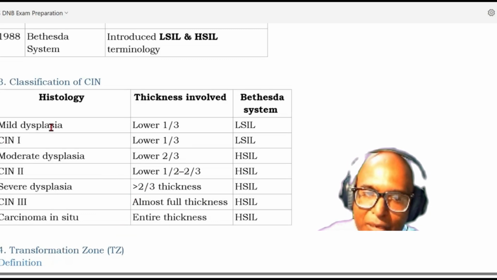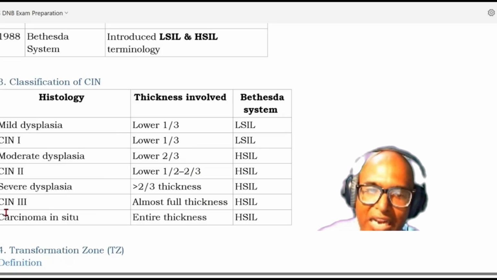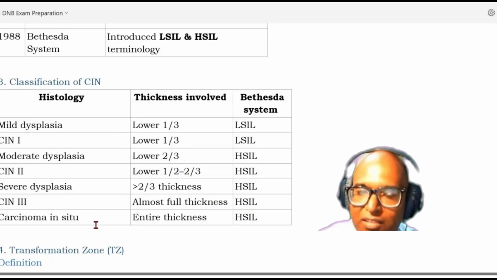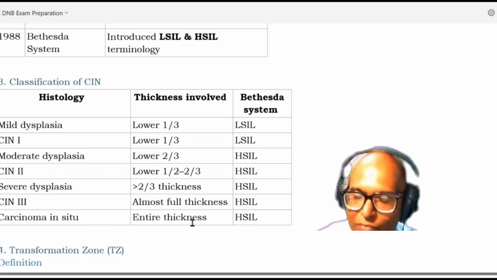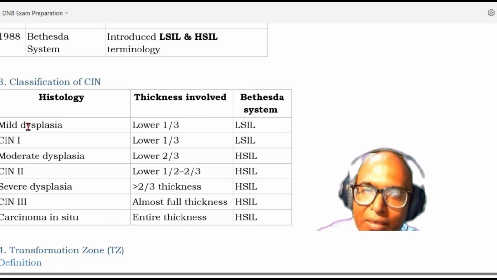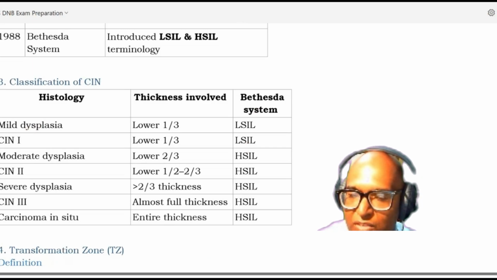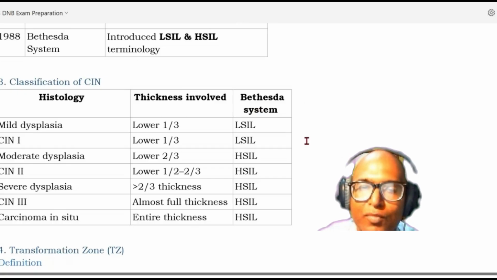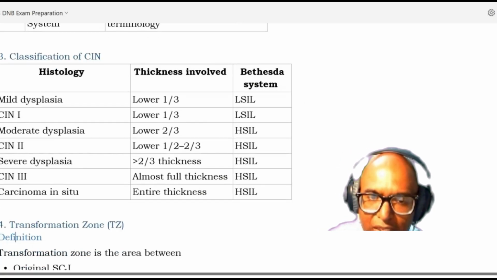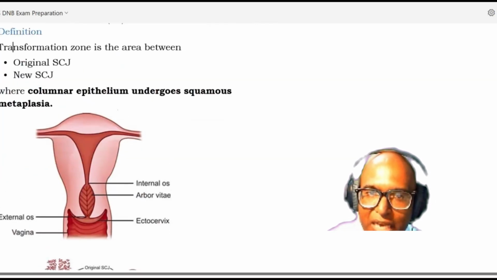So mild dysplasia and CIN1 correspond to the lower one third, moderate dysplasia and CIN2 correspond to the lower two thirds, while severe dysplasia and carcinoma in situ are concerned with more than two thirds. Carcinoma in situ is complete involvement without breakage of the basement membrane. As per the newer system, only mild dysplasia or CIN1 comes under LSIL, while the rest are HSIL. So this correlation is very, very important. You should mention this either in the discussion or in the theory. You can draw this table also. Now, the concept of the transformation zone can be asked as a short note.